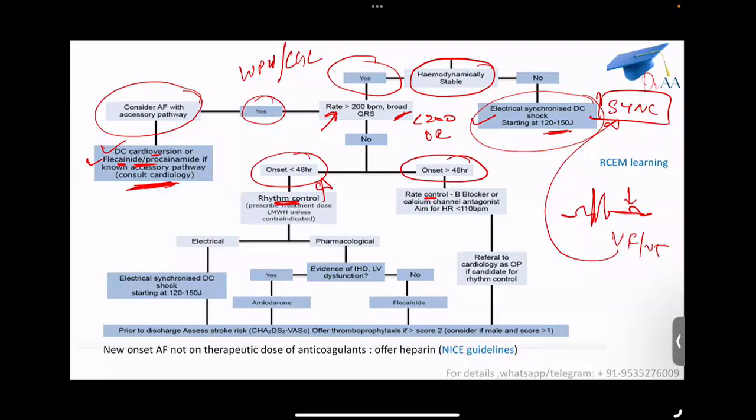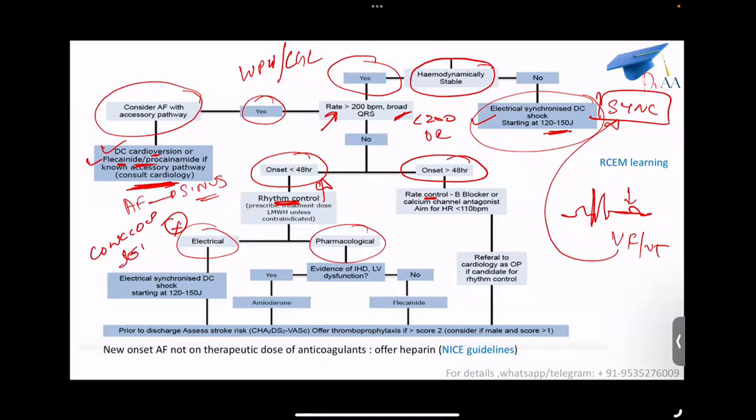What do I mean by rhythm control? I want to change this AF rhythm into sinus rhythm. This can be done by giving a shock, or by what is known as pharmacological cardioversion. For pharmacological cardioversion, we use medicine. Electrical cardioversion, we use a shock. Electrical cardioversion is usually not preferred. The main reason is it's a painful procedure, and this patient requires conscious sedation.